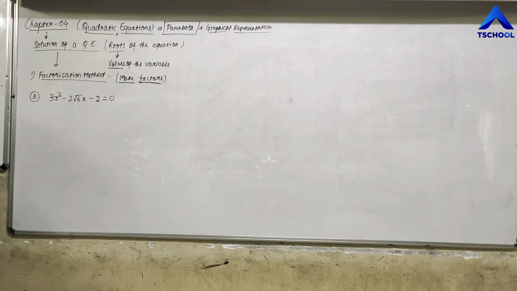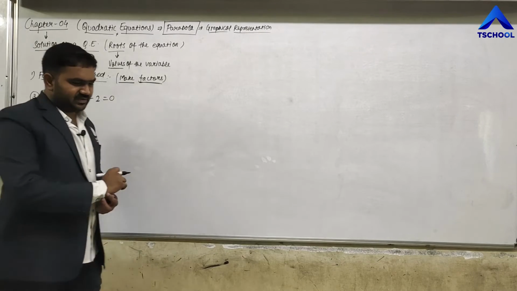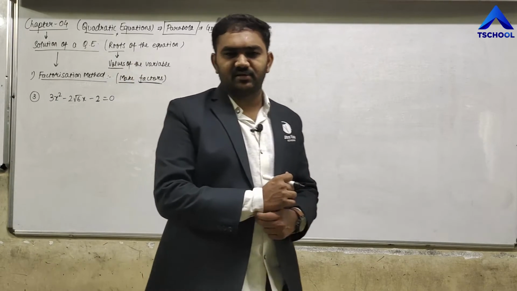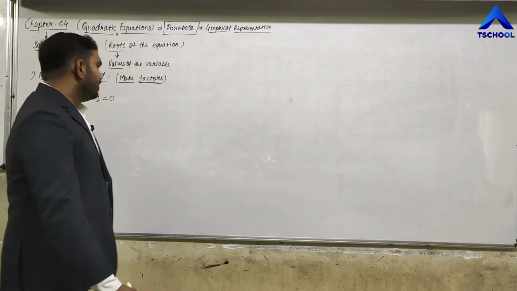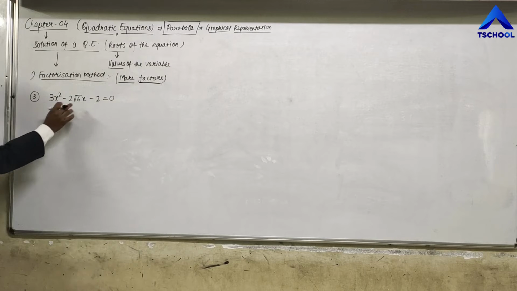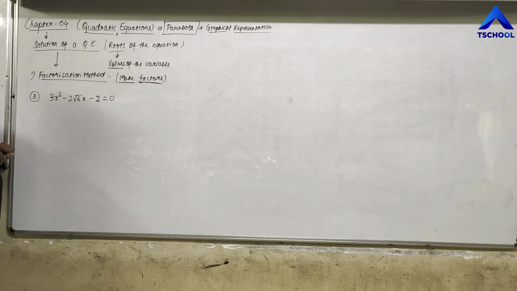Note that, friends, here again the middle term is minus and the last term is also minus, which means the factors will be minus plus with the bigger term as minus. Good, and we are going to factorize this. So first of all, again multiply the first and last term, that is 3 into 2. 3 into 2 is 6, and you are going to look for such factors.